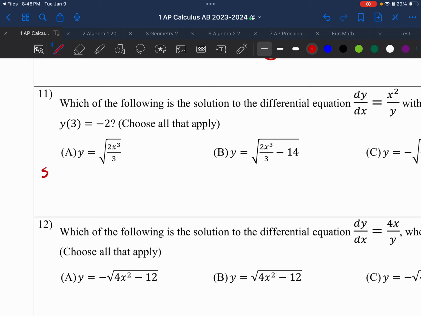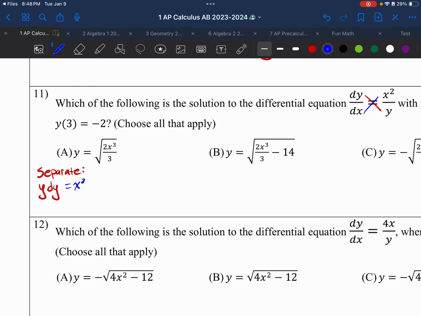Let's try it. So separate. When we do our separate, we're going to cross multiply. dy times y is going to be y dy. And when we cross multiply the other direction, this is going to be equal to x squared dx. And at first you're thinking, okay, well, that's not too bad. The y's are on the same side. The x's are on the same side.